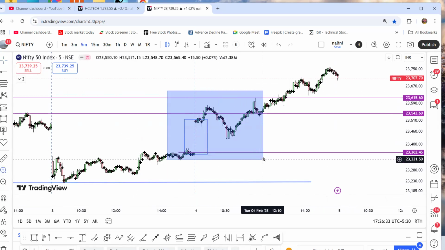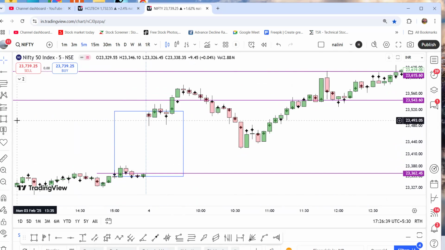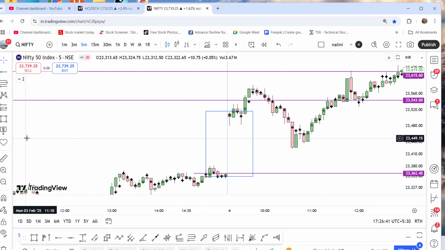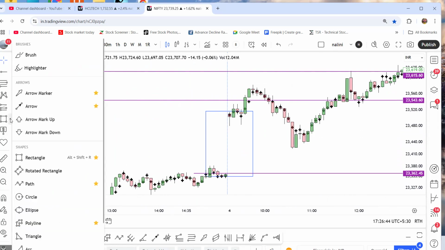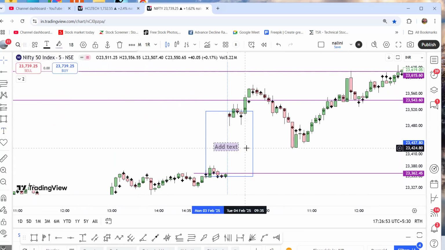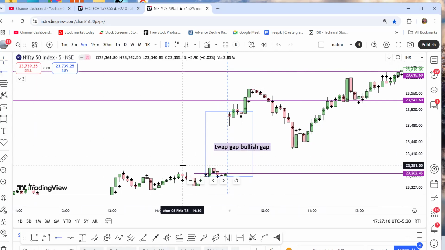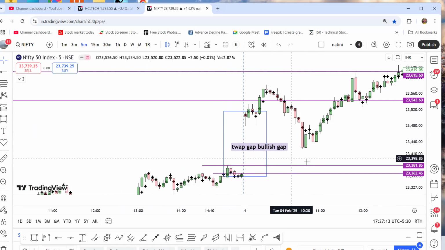Setup is over. When you get the setup, this TWAP gap is not a bear gap. You have to mark it as, let me go to, this TWAP gap is a bullish gap, not a bear gap. When there is a bullish TWAP gap, price tends to come to the level to fill the gap. That is a common thing.